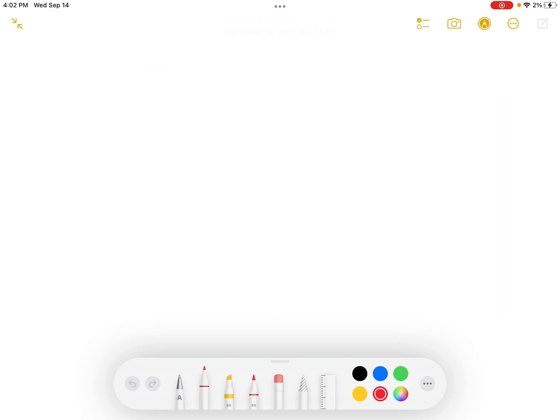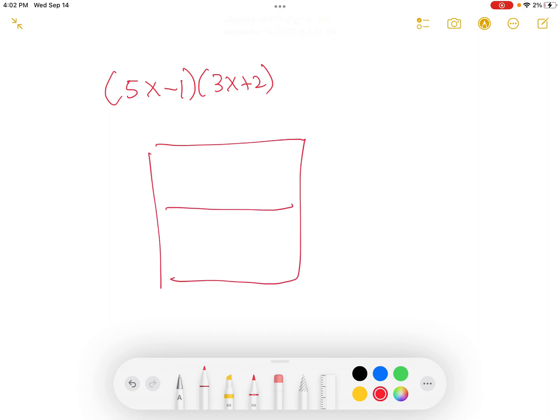Now thinking of things as an area problem is helpful for these types of questions, where we have 5x minus 1 parentheses 3x plus 2. Let's do this using what I am going to be calling the box method. So here we have 5x, here we have minus 1, here we have 3x, here we have 2. Now we're going to multiply these together. So we're going to multiply 5x times 3x. Now 5 times 3 is 15, x times x is x squared. So this is 15x squared.